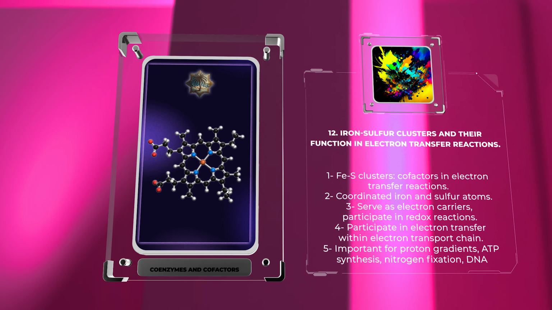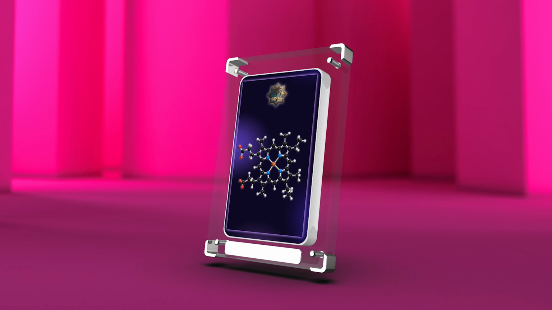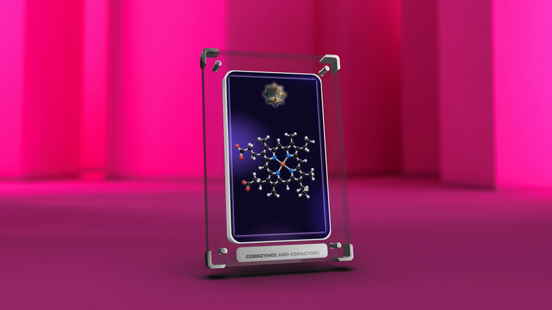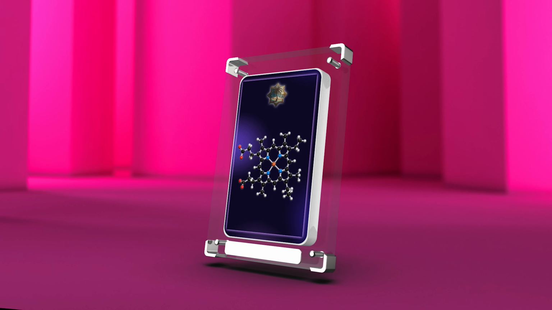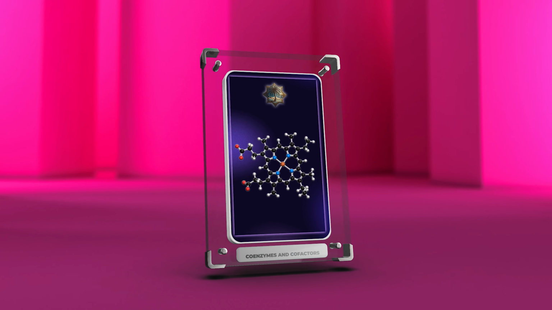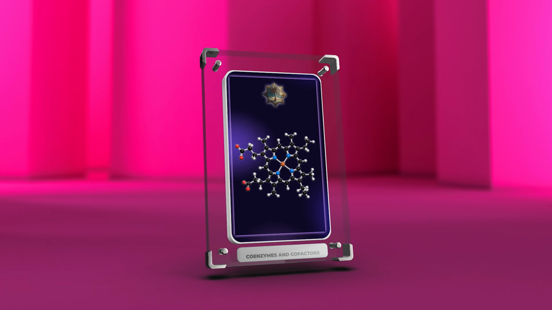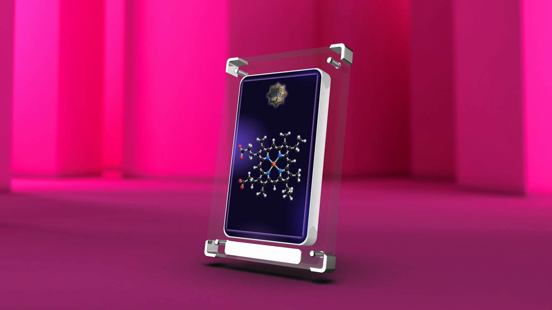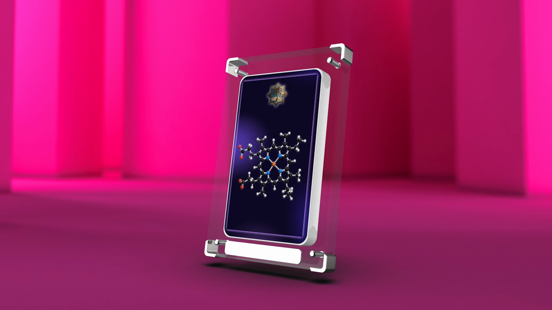I hope you find this video helpful in understanding the importance of coenzymes and cofactors in biochemistry. Remember that these molecules have essential functions in various biochemical processes, such as catalyzing reactions and transporting electrons. We have discussed the structures and roles of several coenzymes and cofactors, including FAD, CoA, THF, NAD+, heme, metal ions, PLP, retinol, CoQ, MoCo, biotin, and Fe-S clusters.